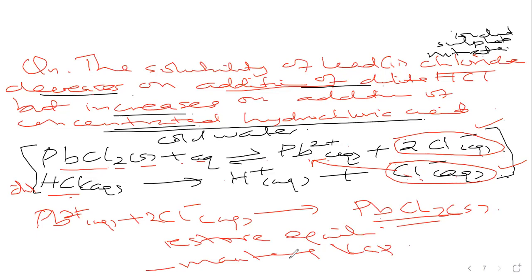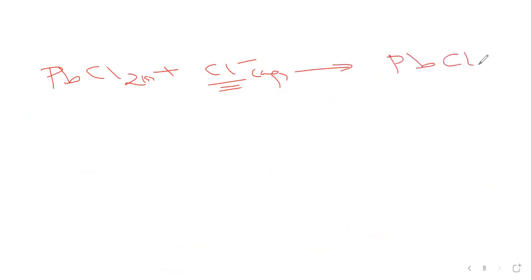Yes, teacher. That's the first part as to why solubility decreases. However, why does solubility increase when you add concentrated hydrochloric acid? This is the reason. The lead 2 chloride reacts with chloride ions from the concentrated hydrochloric acid to form a soluble complex.